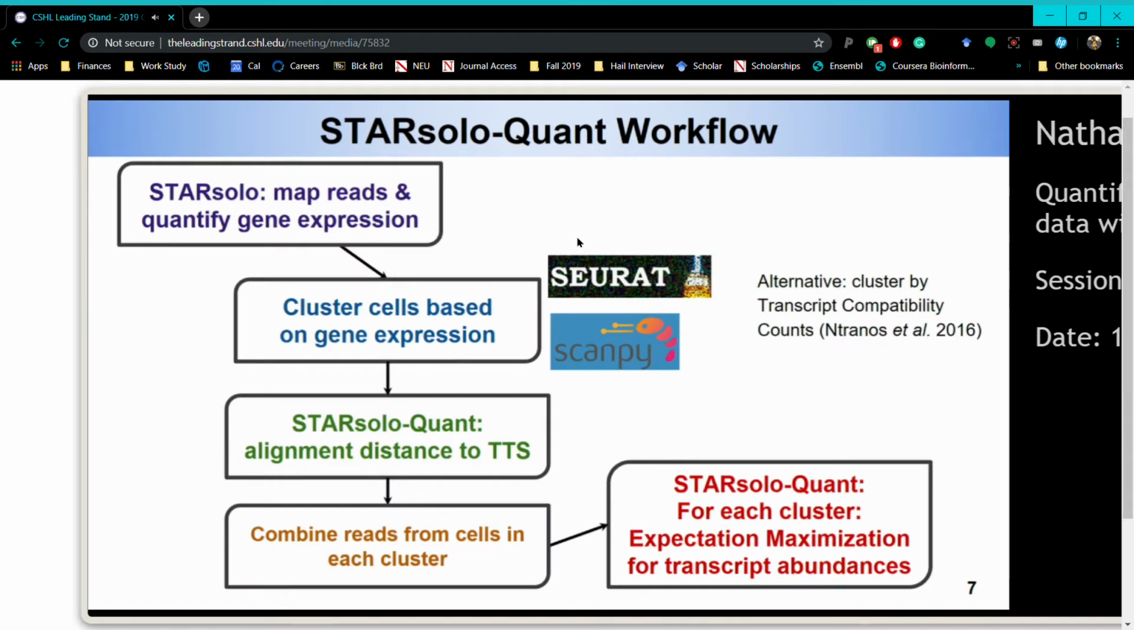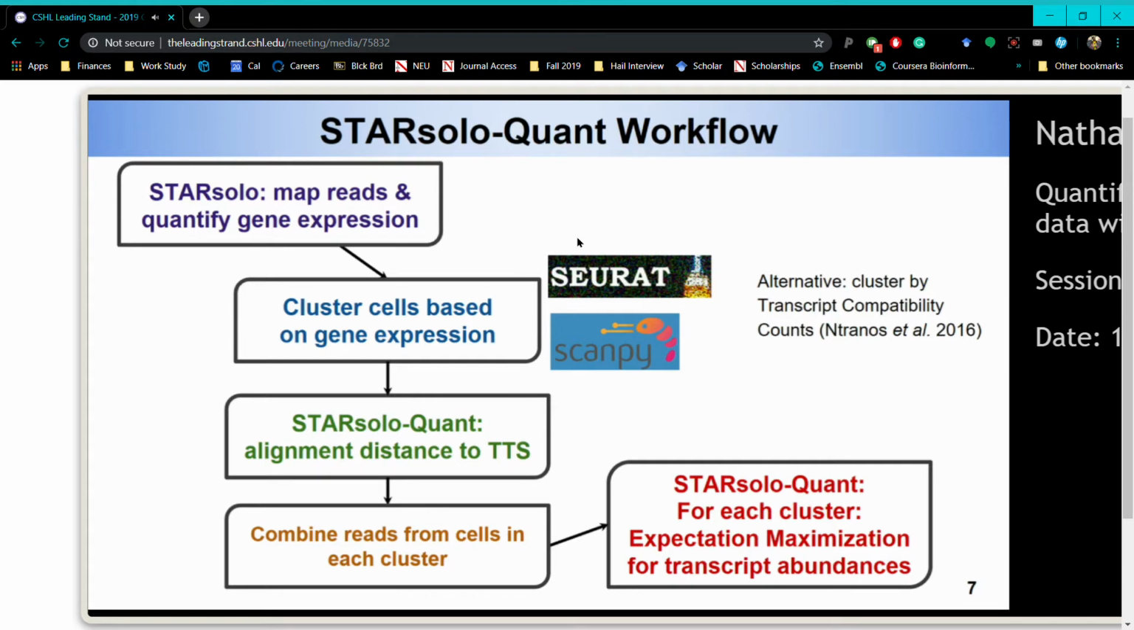So on that note, this is a more graphical representation of the workflow for STARsolo-Quant. It begins by using STARsolo to map reads to a reference genome and then quantify gene expression. And after outputting that gene count matrix, you can cluster cells using existing tools like Seurat or Scanpy. And then after getting those clusters, you can group the reads from individual cells based off of those clusters and then perform expectation maximization on each one of those individual clusters.